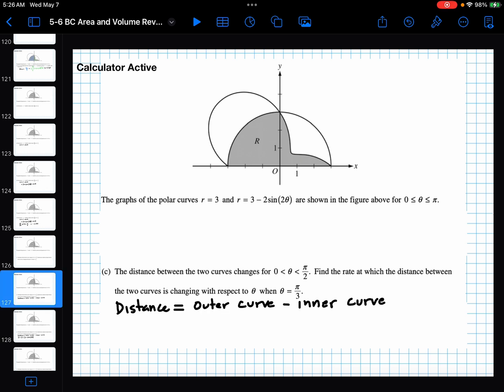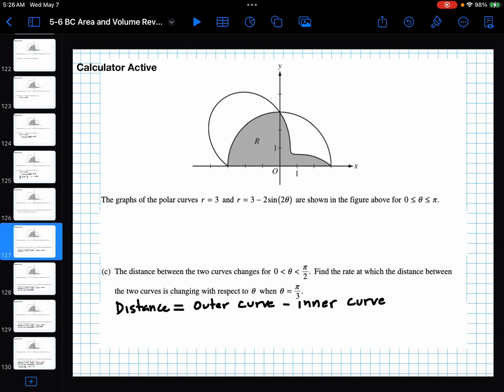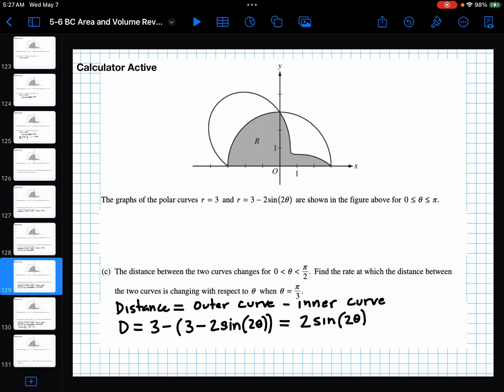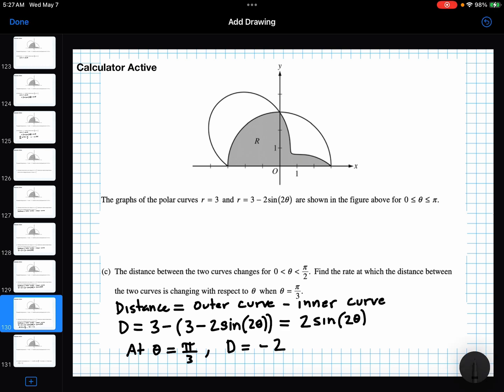So I got to represent the distance between the two curves first, and then I'll take the derivative of that expression because they want the rate. Rate is a derivative. So outer radius, or furthest from the pole in quadrant 1, is the circle, so that's 3. Inner radius is the other one. When I clean that up, I wind up with this. And now I want the derivative of that at pi over 3. And again, this should be d prime here. There we go. You can work this out on your own on the calculator. This is not that difficult to do on a calculator active question.